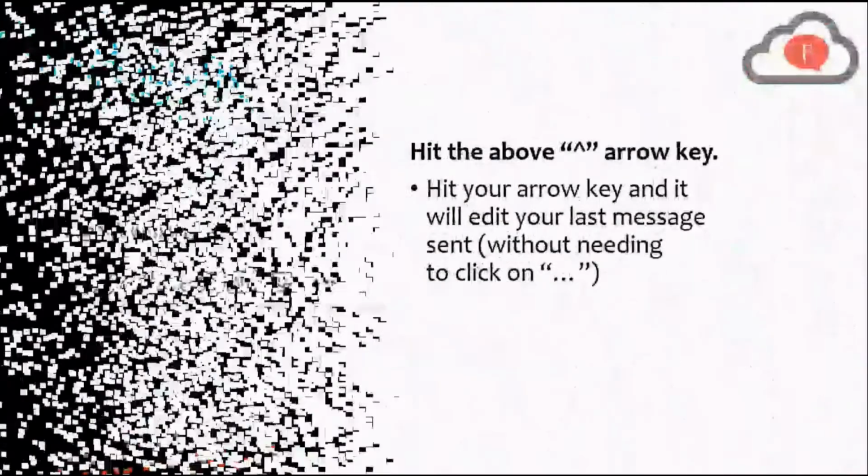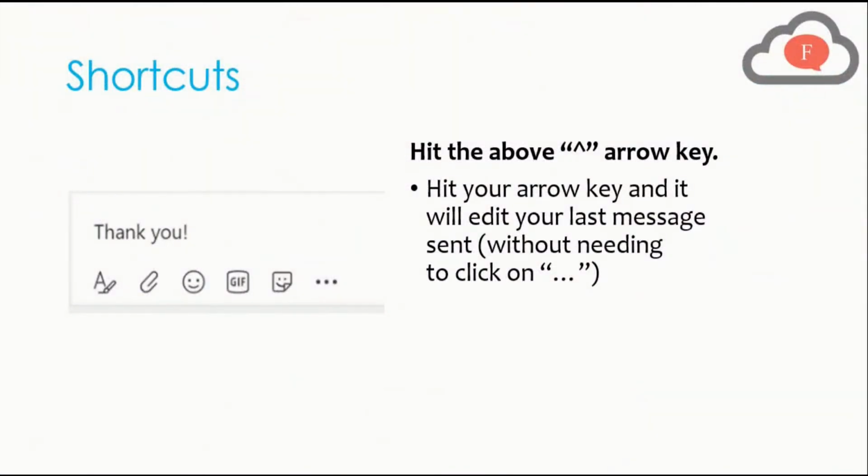So there is another shortcut in which we explain how to edit our last sent message. So it is very easy. Just hit the up arrow key. While hitting the up arrow key, you will see you can edit your last message sent without needing to click on it. So that will help you while you need to edit your message.